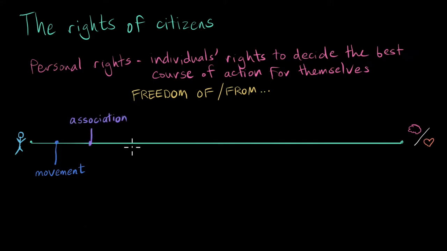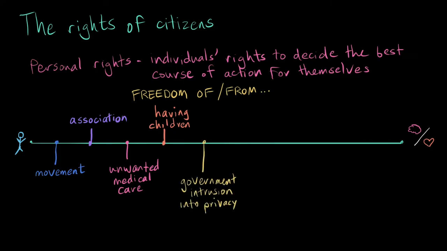There's the freedom of association, that is, to hang out with anyone you want to. There's the freedom to refuse medical care, to be able to control your own body. The government can't force you to undergo a medical procedure. Likewise, there's the freedom to have children, as many or as few as you want. There's also the freedom from government intrusion into your private domain, also known as the right to privacy.